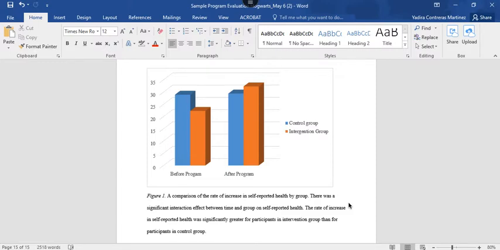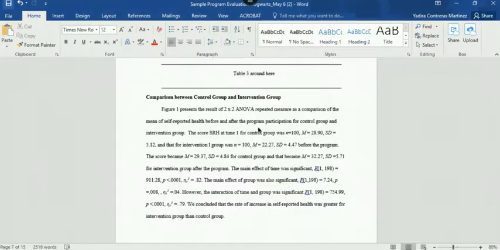This is part one of two videos that will explain the main effects of time and group statistics. This first video will just show how to translate the data into your paper. You are expected to add a descriptive explanation of the statistical evidence to show the interaction and differences presented in Figure 1. You will write that information under comparison between control group and intervention group.